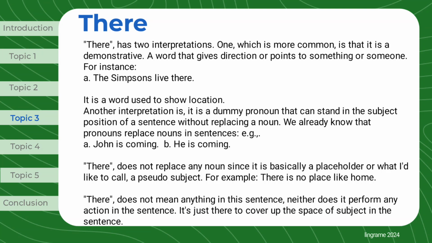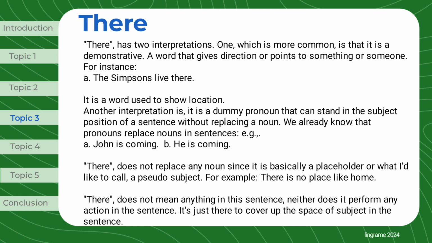There has two interpretations. One, which is more common, is that it is a demonstrative, a word that gives direction or points to something or someone. For instance, the Simpsons live there. It is a word used to show location.